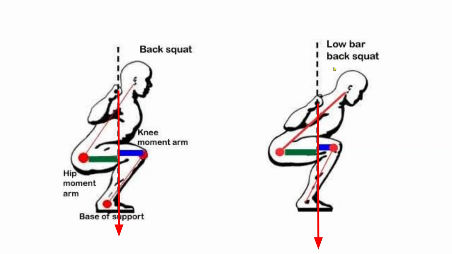If we do a low bar back squat, we switch that and we increase the hip moment arm. So we increase the torque or the load at the hip and decrease the knee moment arm. So going to a low bar back squat would kind of shift this exercise to focus more on the hip and the hip extensor muscles than the knee extensor muscles, all by not changing the load or the weight you're lifting, but by changing the external moment arms.